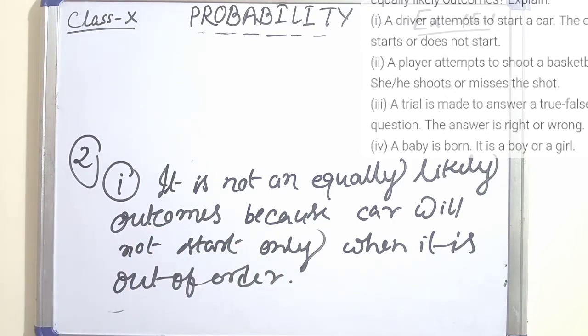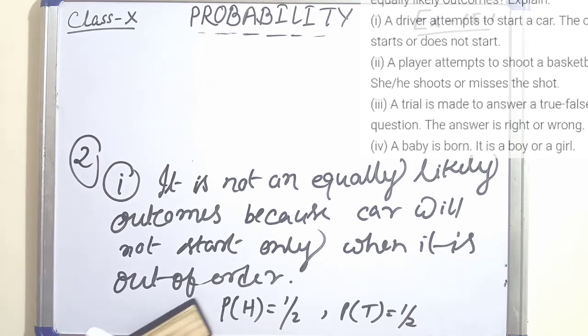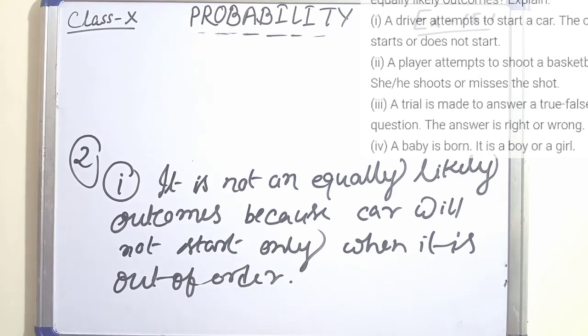Equally likely outcomes means, in the case of tossing a coin, probability of head is equal to half, and also probability of tail is equal to half. So in this case, probability of head and probability of tail, these two events are equally likely events. But here, the probability of the car starting and the probability of it not starting are not the same. That's why these are not equally likely outcomes.